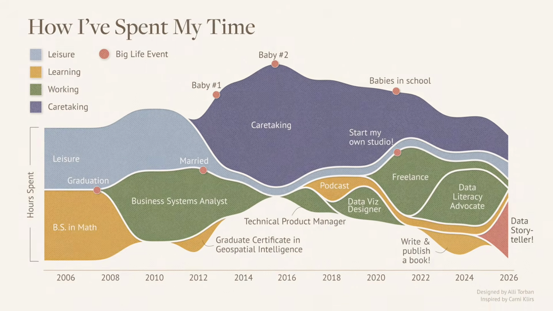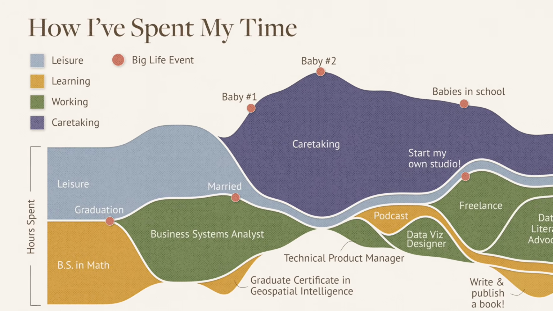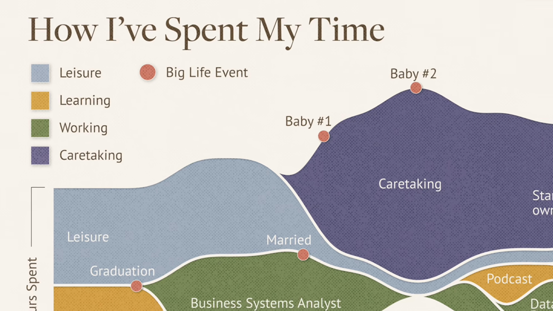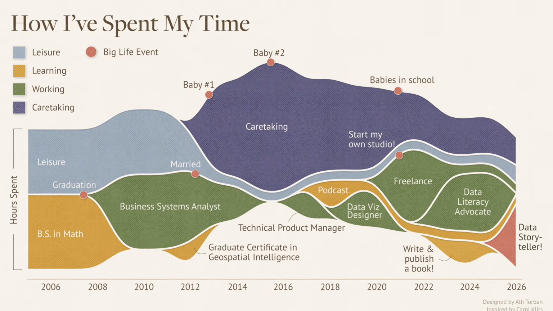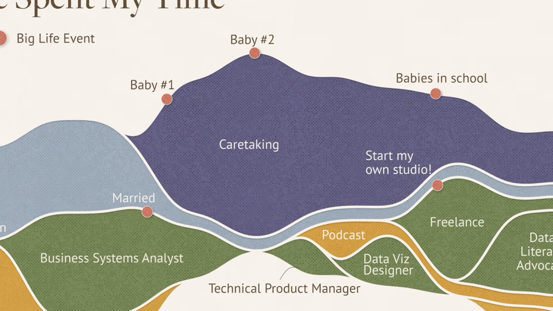It can be a really eye-catching storytelling tool, and it brings attention to cyclical changes or big surges over time. I used it recently to show how I've spent my 15 waking hours since college. I broke it down by the type of activity. So we have leisure, learning, working, and caretaking. And it's just amazing to see how my life has changed with different major life events and shifting priorities, like how caretaking surged after my second daughter was born.